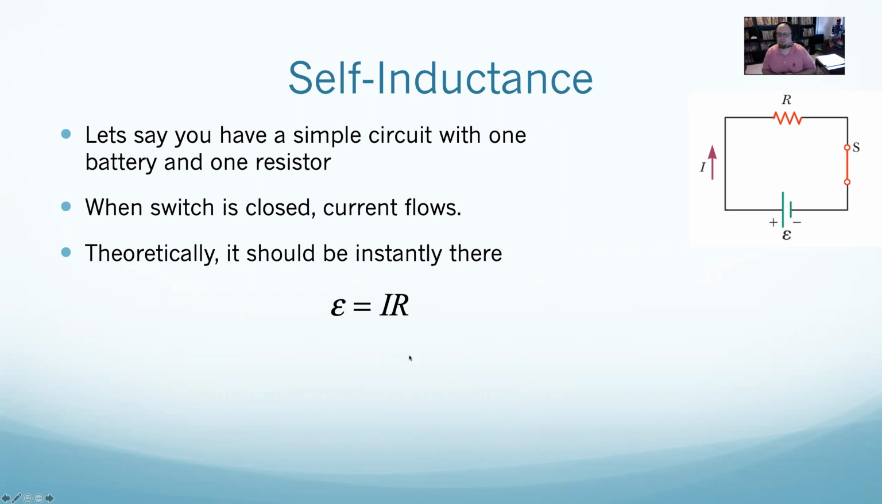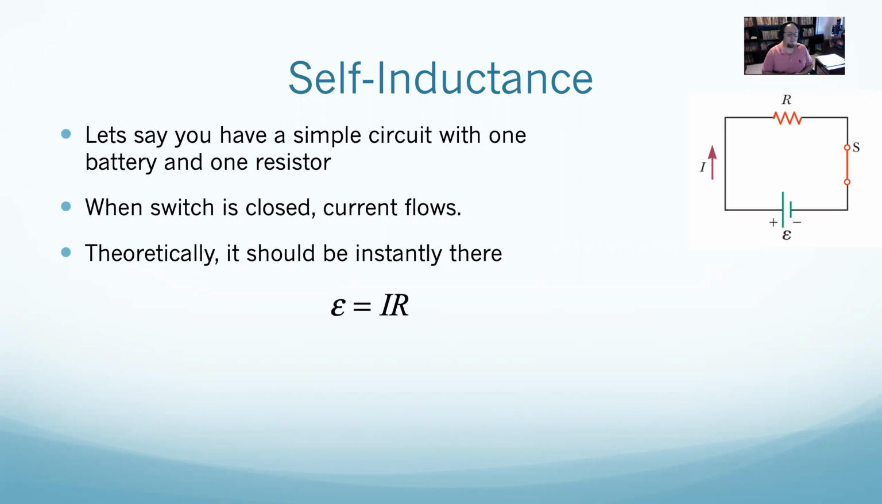Let's say I have this simple circuit. I've got a resistor, a battery, and a switch. The second I close that switch, the potential from the battery is going to move some electrons around. We're going to have a current, going from no current to a current right when I flip that switch. Theoretically, the voltage on that resistor should be the same as the EMF of the battery. Using V equals IR, we have a voltage gain, an EMF of epsilon, and the resistor is going to lose that same voltage.